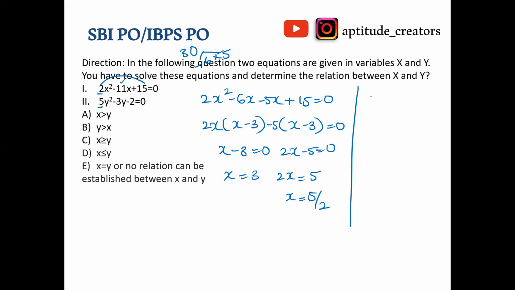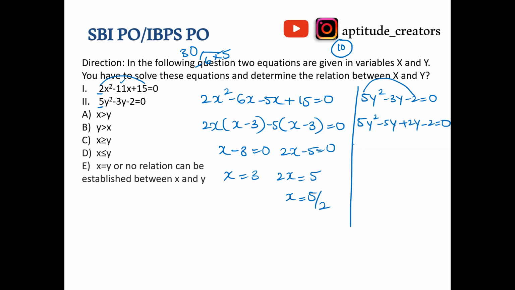Now what about this? 5y square minus 3y minus 2 is equal to 0. Now how can I split? Can I split like this? 5 into 2 is equal to 10. I have to split 10. Now here, can I split minus 5 plus 2? Minus 5 plus 2, it is giving the result as minus 3. 5y square minus 5y plus 2y minus 2 is equal to 0.